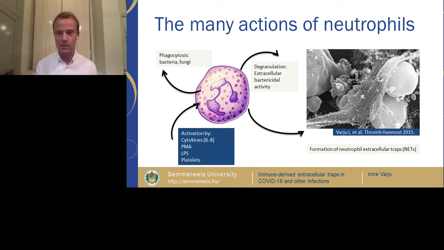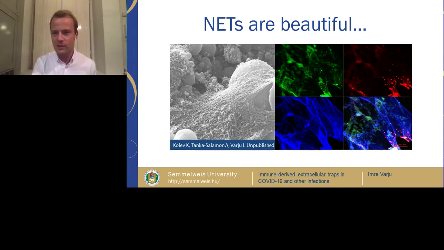And this was hiding in plain sight for over 100 years until Arturo Zychlinsky and his lab discovered in 2004 that they exist. So this is just a beautiful scanning electron microscopic image from one of our publications. And really, when you get the joy of working with these structures, the first thing you realize about neutrophil extracellular traps is that they are really beautiful.